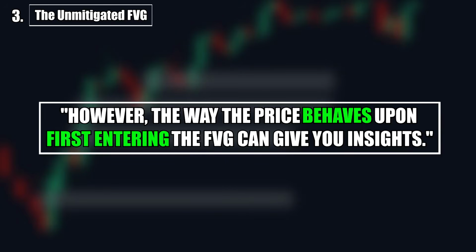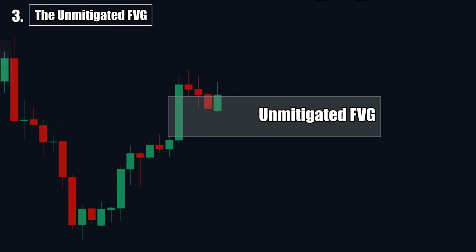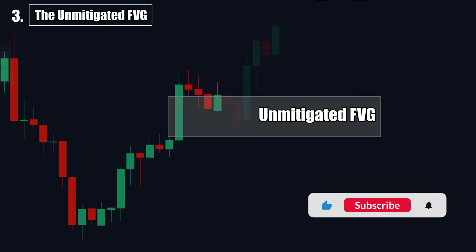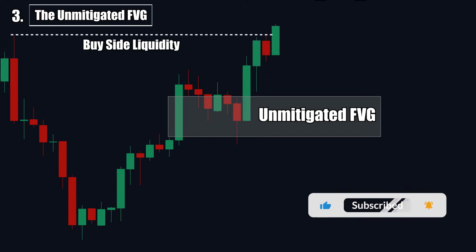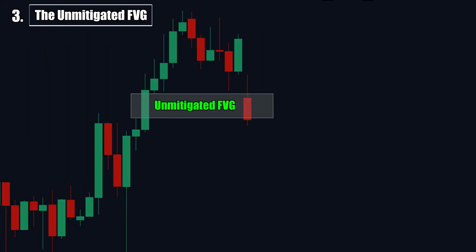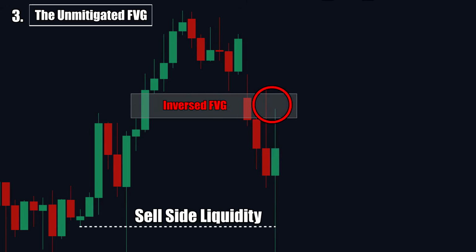However, the way price behaves upon first entering the FVG can give you insights. If price respects the zone and bounces, it's likely acting as support and could drive price toward buy-side liquidity. But if price breaks through and closes beyond the FVG, it flips into an inversed FVG, now acting as resistance, and sell-side liquidity becomes the next likely target.